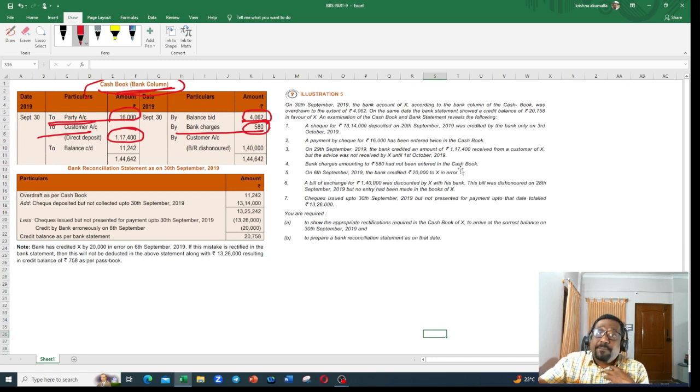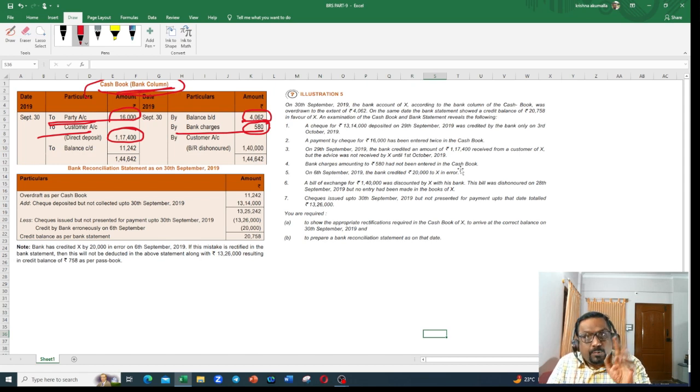It's an error from the passbook side, so the banker needs to rectify that. So you don't require to worry about this 20,000 because it is not a mistake in your books. It is not an omission in your books. So you don't require to record or rectify this in your books of accounts. Clear? So ignore this 20,000.